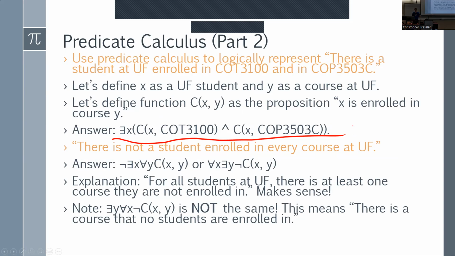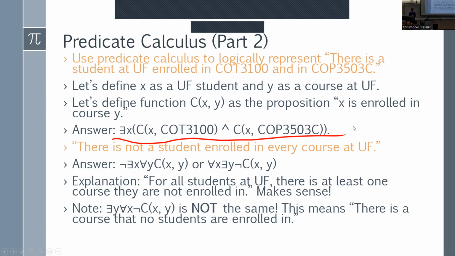I meant there is at least one student. If it said there's exactly one student, or implied that somehow, then obviously we would have to use the uniqueness quantifier. But anyways, we have "there is an X," and what is X? X is a UF student. So this entire thing says there is a student where they are both, and then we have our function, X is enrolled in course Y. So there is a student where that student is enrolled in COT3100, and that student, we have that same function again, is enrolled in COP3503C.